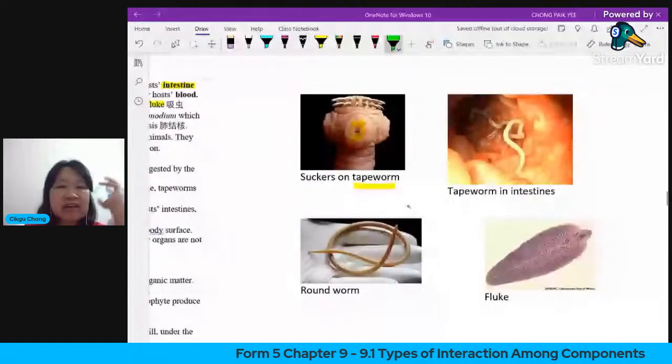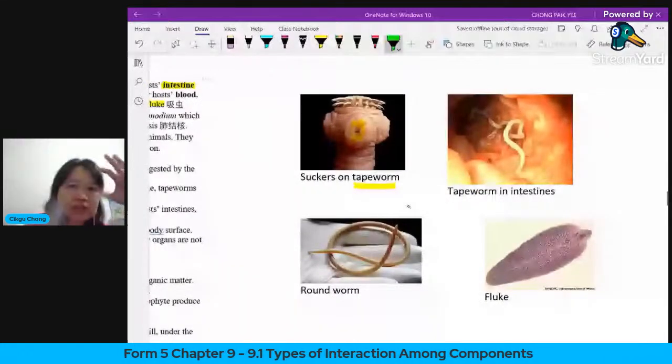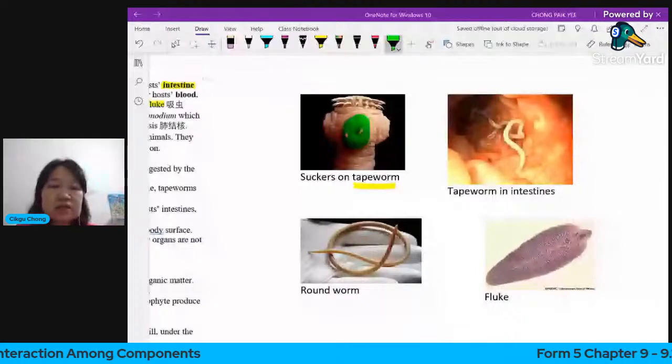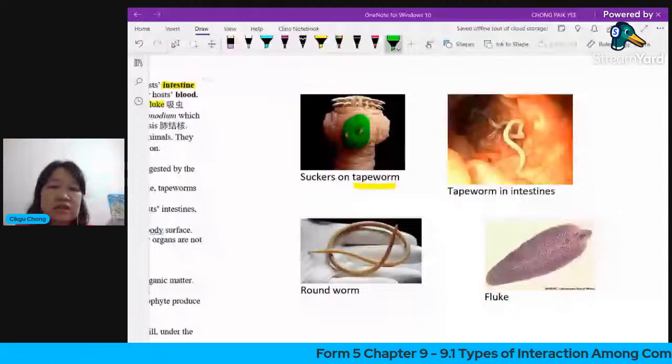This special sucker is for it to hook onto the internal lining of your intestine, so that they do not get flushed out when the food moves along your intestines. It does not get removed. So that's how they can stay there for a long time.